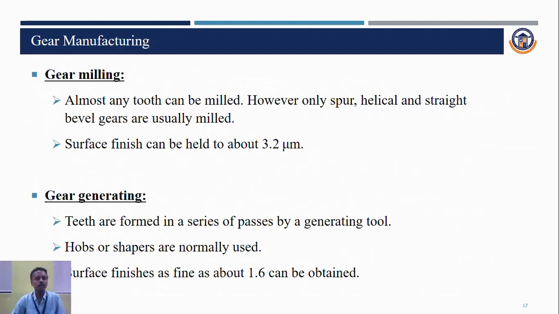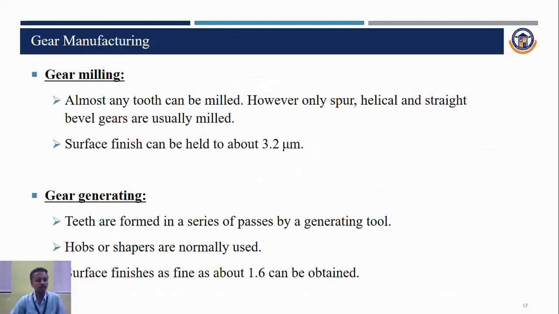Next, we move on to gear manufacturing. First one will be gear milling. Almost any tooth can be milled. However, only spur, helical and straight bevel gears are usually milled. Surface finish can be held to about 3.2 micrometer.